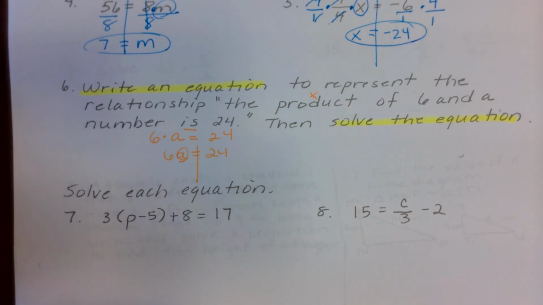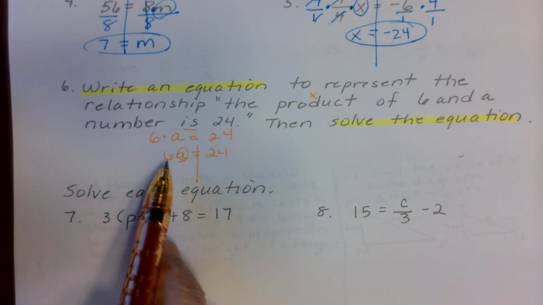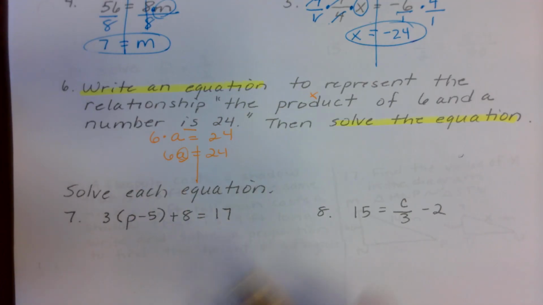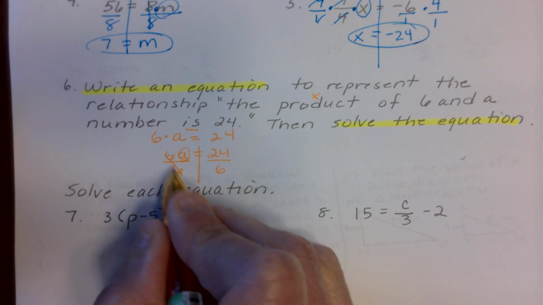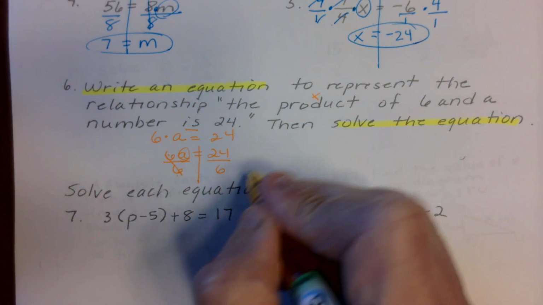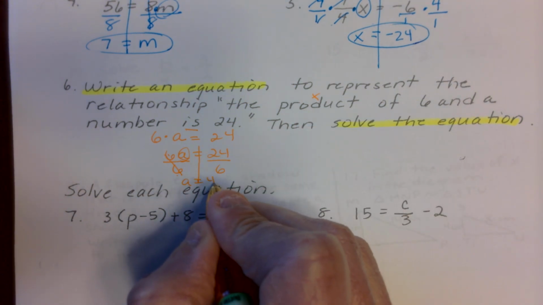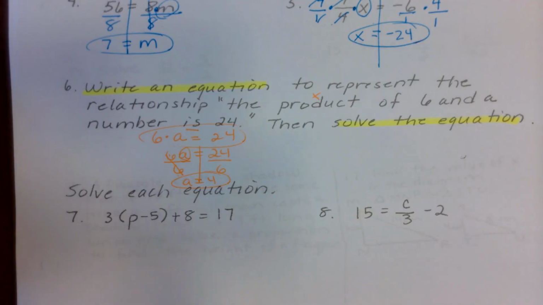Draw your line, locate your variable. The operation between these two is multiplication. So you are going to divide by 6. 6 over 6 is 1. So I'm left with a equals 4. And there are my two answers.